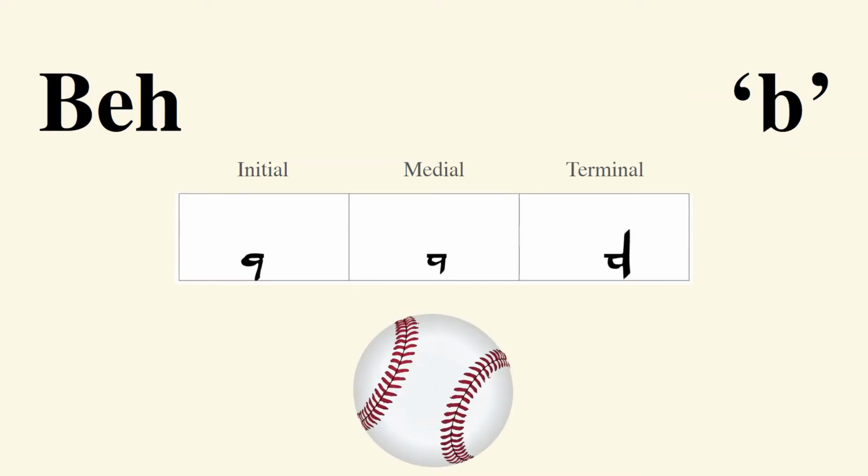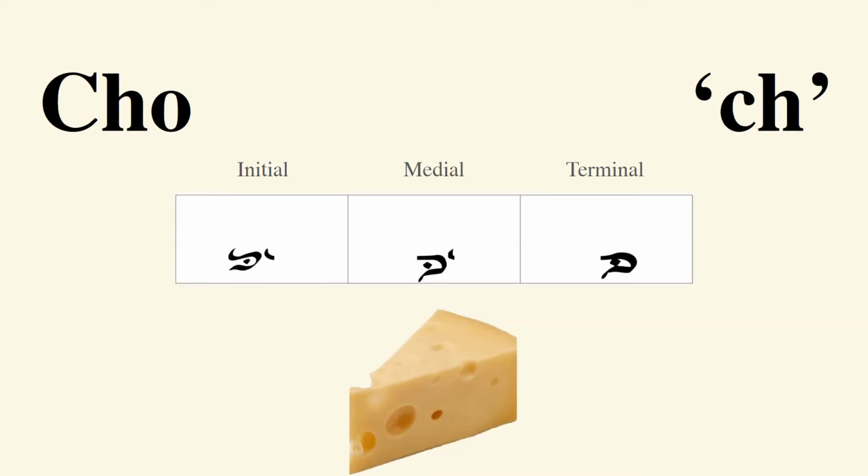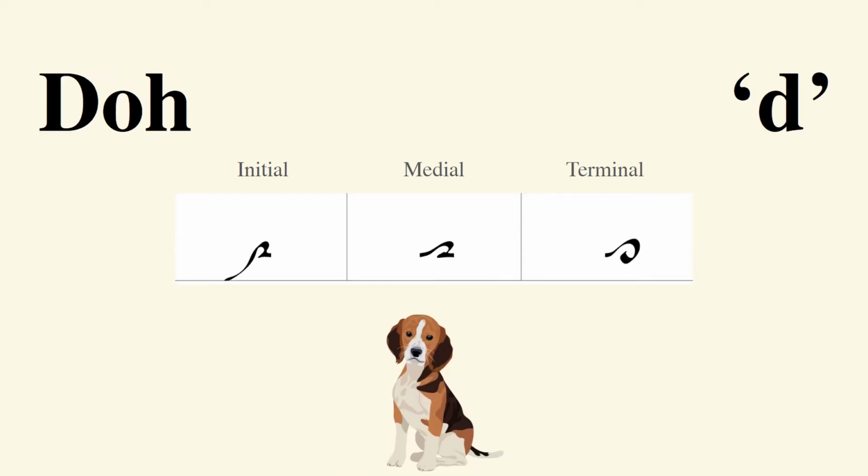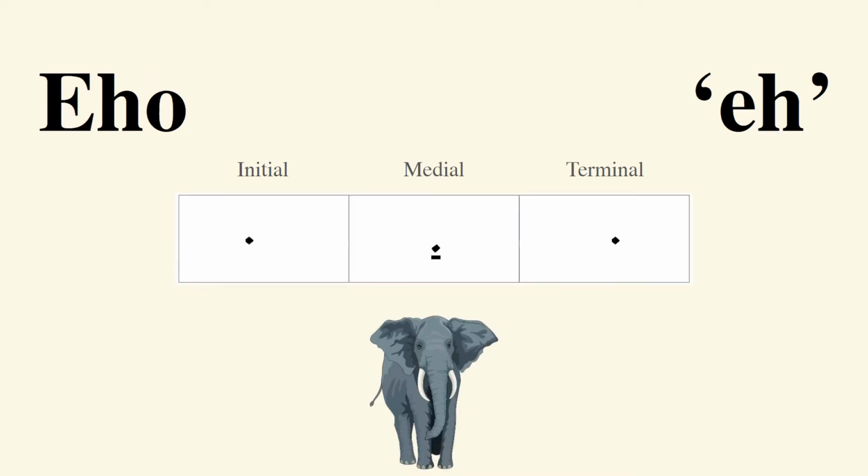Be makes a B sound, pretty self-explanatory, as in baseball. Cho, this is one of those additional characters that we talked about, makes the ch sound, as in cheese. Cho, as in cheese. Then we have do, as in dog, makes the d sound for dog. Eho, and eho is one of the vowels, and it makes the eh sound, as in elephant.